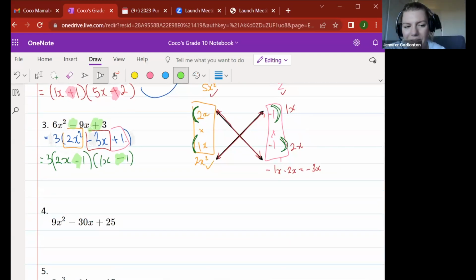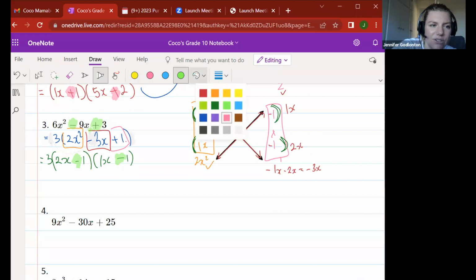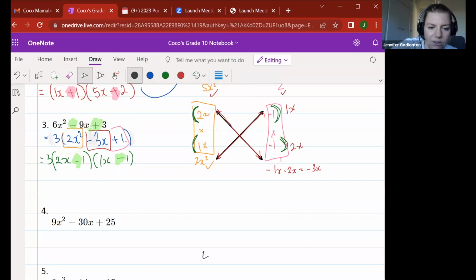All right, have a look at 4 for me. So now when you're working this out, just remember that you're going to make your little cross. Okay?